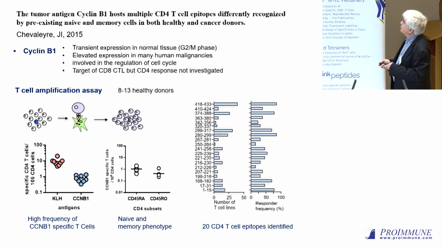You see the number of T-cell lines we derive. Sometimes we derive more than 50 T-cell lines for the same peptide, and some peptides are very common to multiple donors. For this one, for instance, or this one.